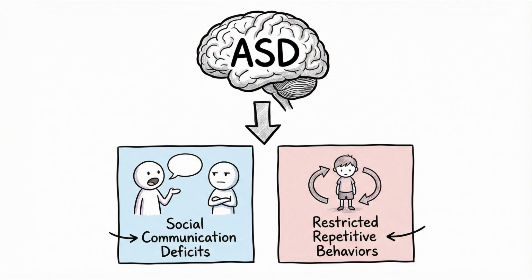This neurodevelopmental condition is defined by two core domains. The first one is a deficit in social communication and social interaction. And the second one is restricted repetitive patterns of behavior, interest, or activities. These symptoms must be present in the early developmental period, though they may not fully manifest until social demands exceed capacity. It's a spectrum. Presentations vary widely in severity and support needs.